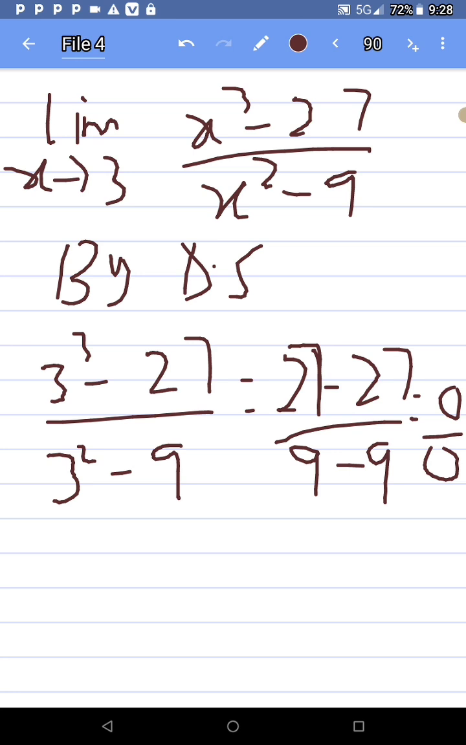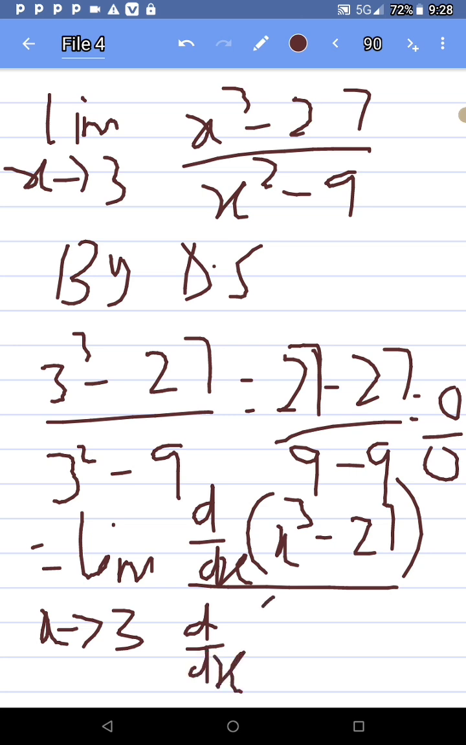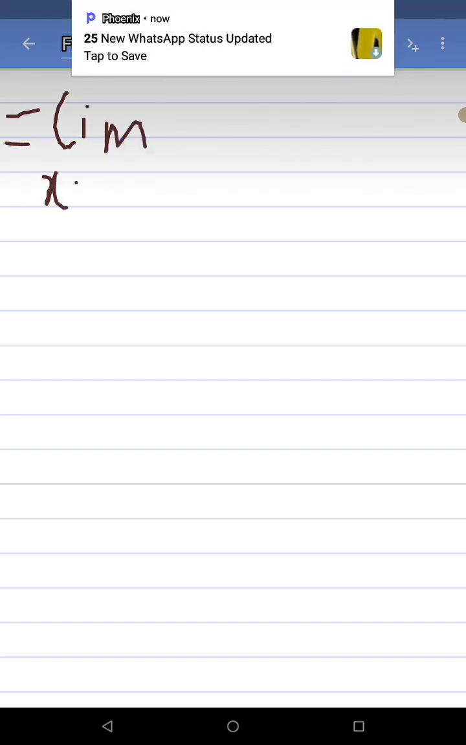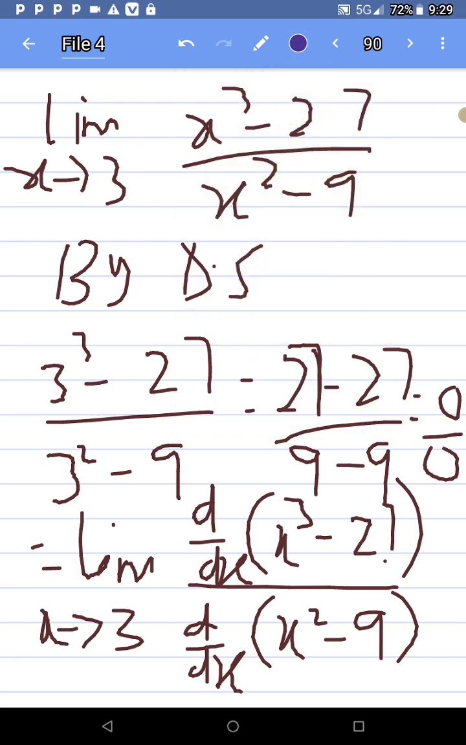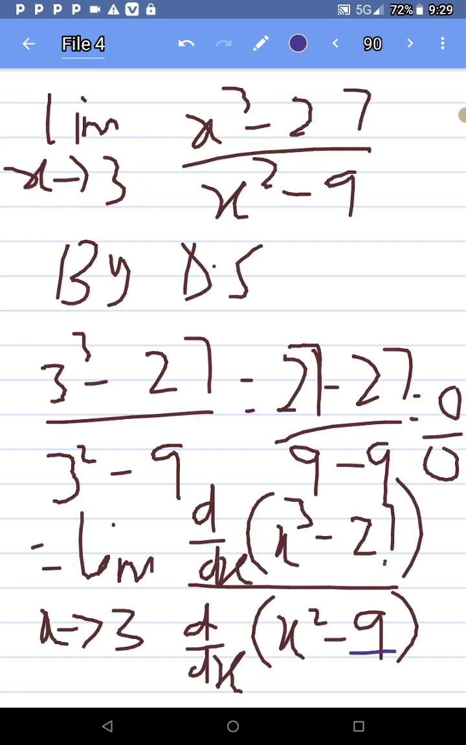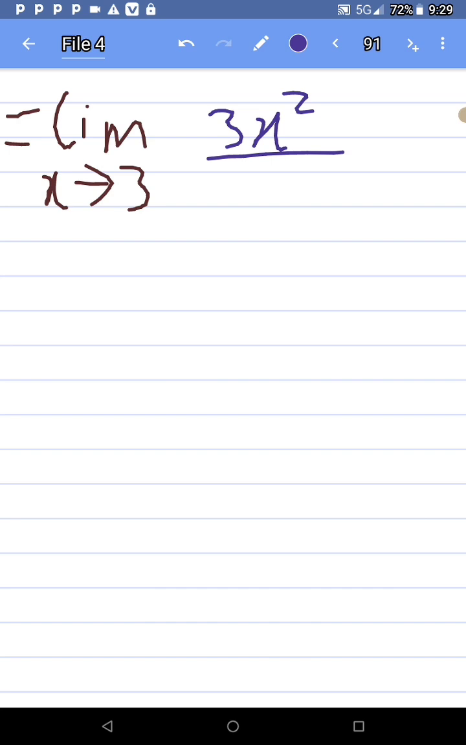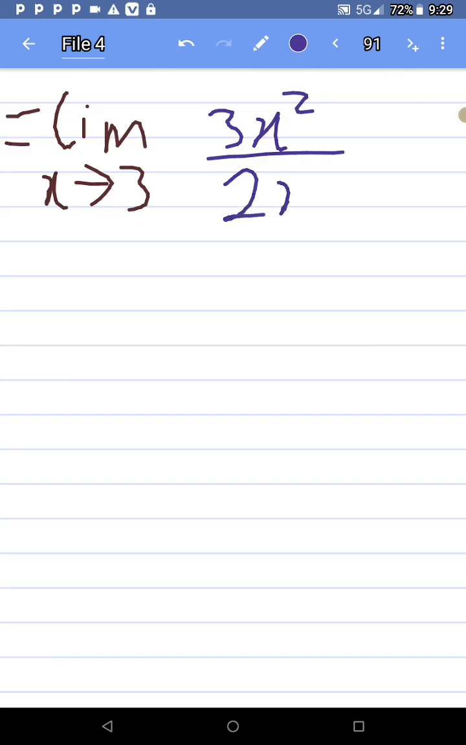What does that rule state? That the limit of this thing will be equal to the limit as x still goes to the same point of the derivative of the numerator over the derivative with respect to x of the denominator. Are we alive? Obviously, 100%. So this is equal to the limit as x goes to 3 of: the derivative of a constant is 0, the derivative of x cubed is 3x squared, over the derivative of a constant is 0, the derivative of x squared is 2x.